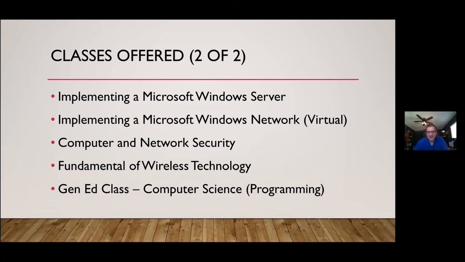The next one is implementing a Microsoft Windows network, which covers Windows Server, Windows security, Windows technology, and wireless technology. It talks about setting up virtual machines on a network, which is popular today, as you're getting into the cloud computing environment. Also, computer and network security gets you ready for your CompTIA S+ certification. Fundamentals of wireless technology shows you the basics of how a wireless technology environment works within your area, either a PAN, which is a personal area network, or a wide area network.